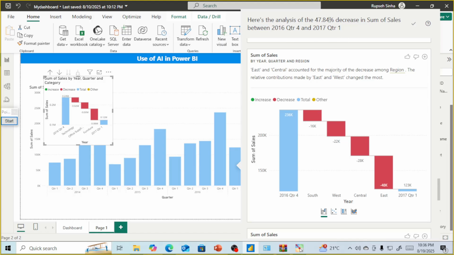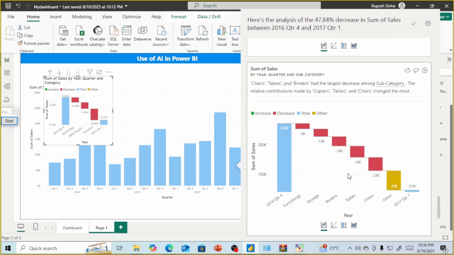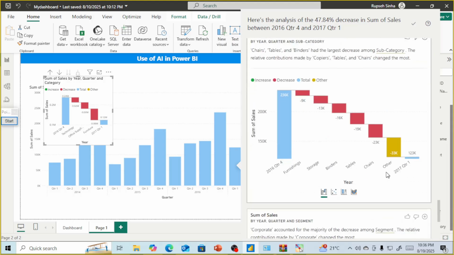You can see 47.84% decrease. If you are going to do it manually, it is going to take a lot of time. And then again different types of subcategory, if we see, they are chairs, tables, binders, and this others, they all have contributed a lot to the sales decrease.